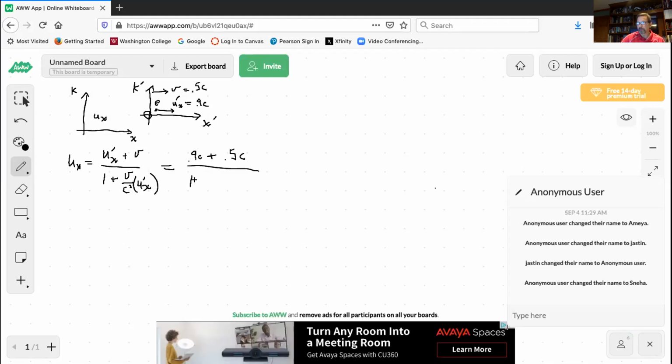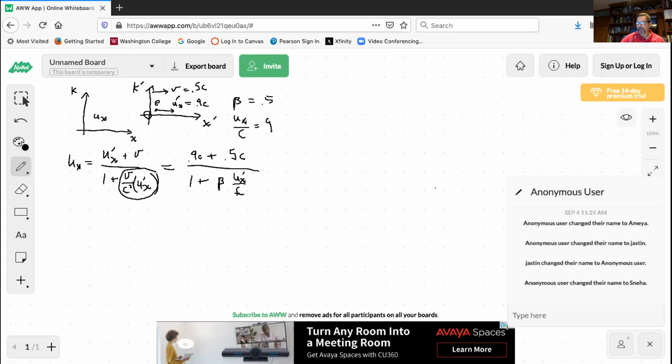I sometimes like to write this a little different. Couldn't you have written this as 1 plus beta ux prime over c? You know, textbooks, ours being no exception, tend to write it like that. But what is beta for this problem? Beta is 0.5, right? And further, what is ux prime over c? Ux prime over c, that's 0.9.